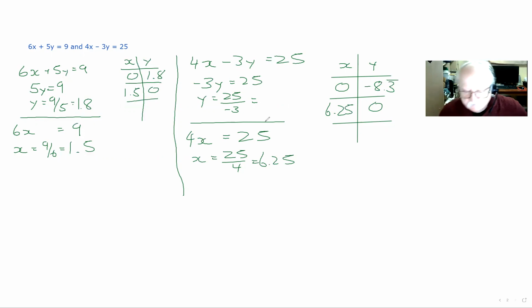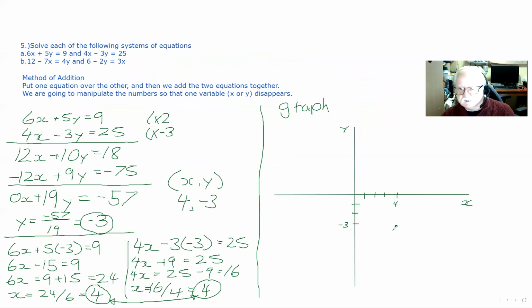So let's take these values. I'll have to write them down so I don't forget them. So 0, 1.8, 1.5, and 0. Hopefully we didn't get any of the negative and positive screwed up. And then 0, negative 8.3, and 6.25, and 0. Let's go back to our diagram and try and graph them and see if they look like they cross at this point.